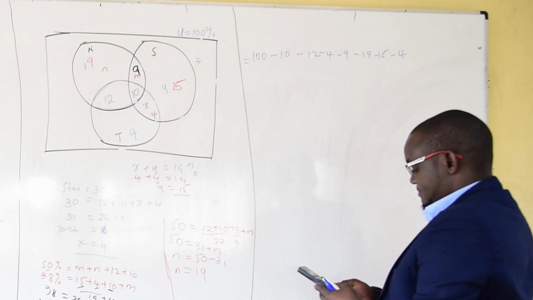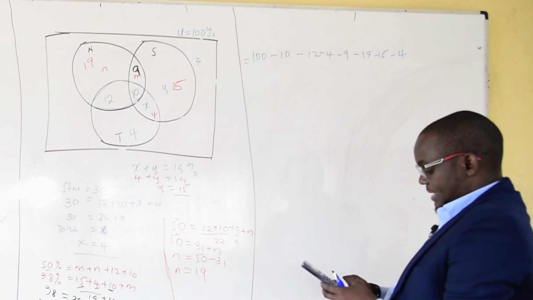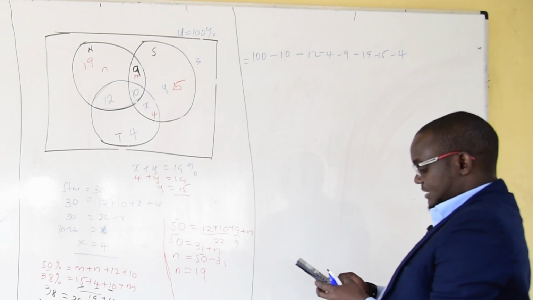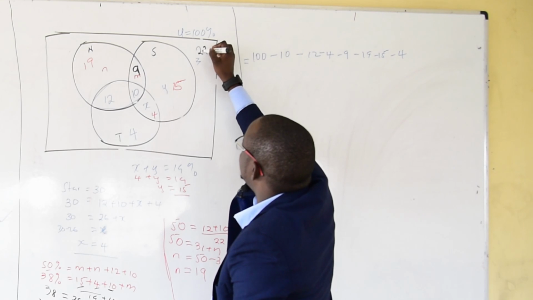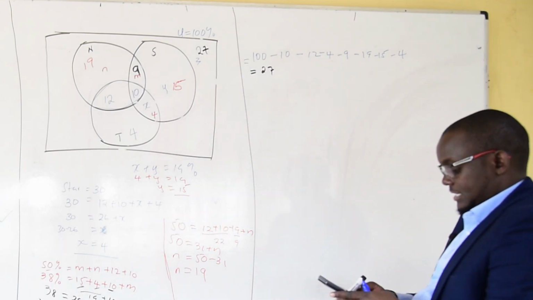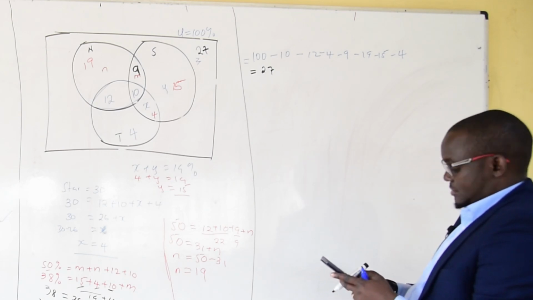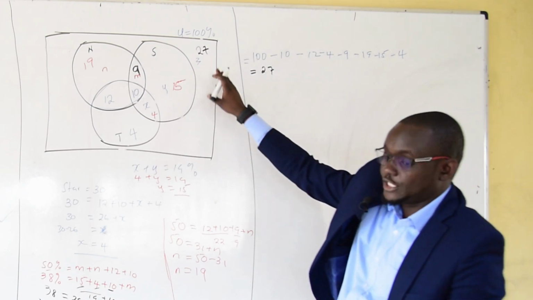So we have 100 minus 12 minus 10 minus 4 minus 9 minus 19 minus 15 minus 4. That is actually 27. I can confirm that: 100 minus 10 minus 12 minus 4 minus 9 minus 19 minus 15 minus 4 is 27. So that area is 27.